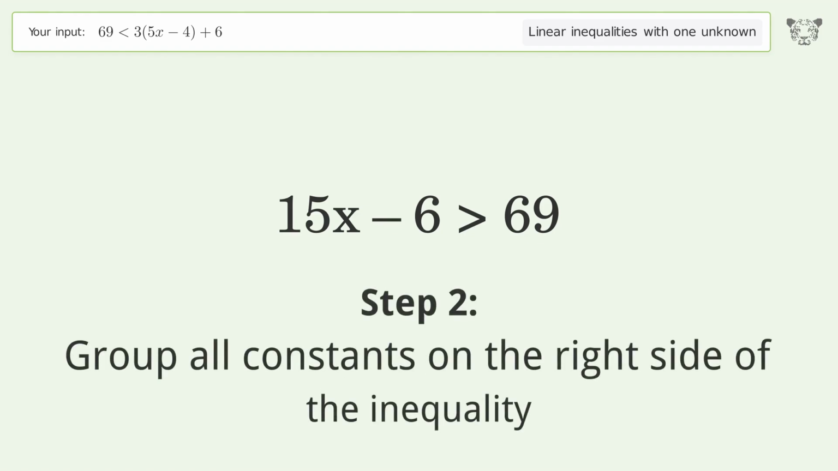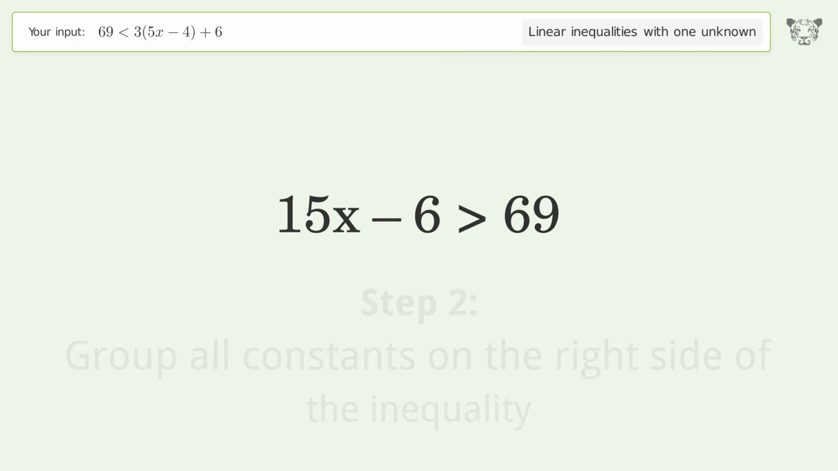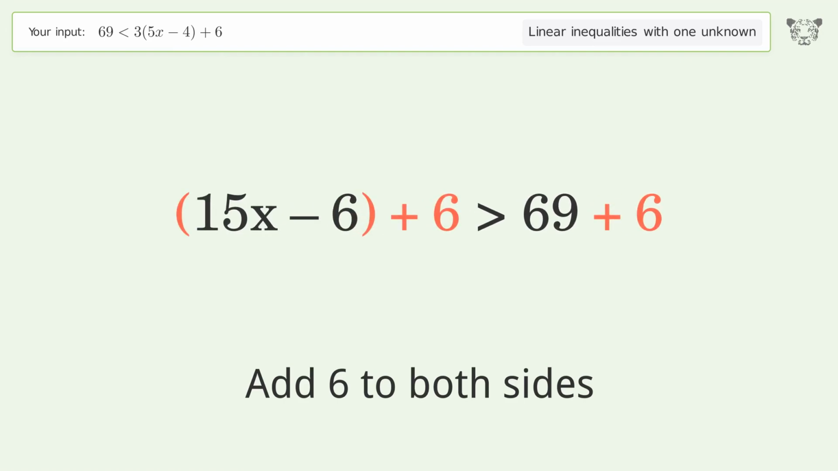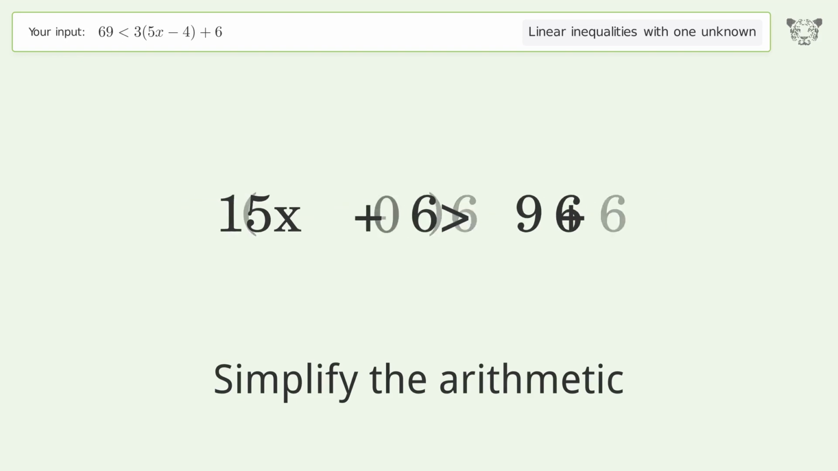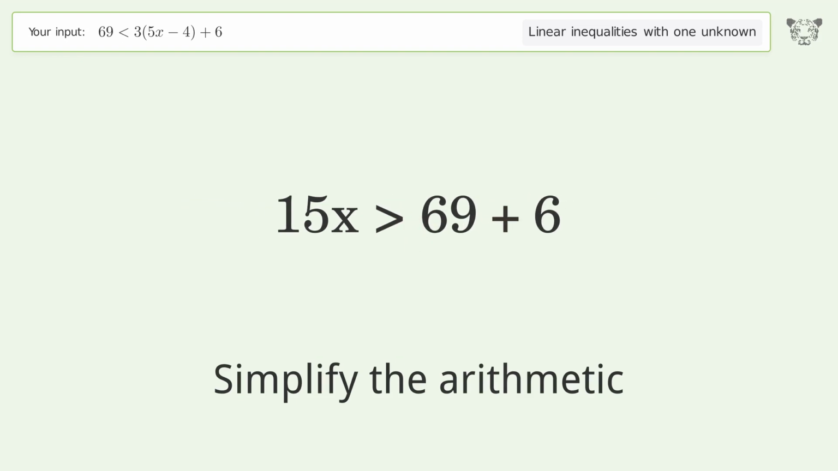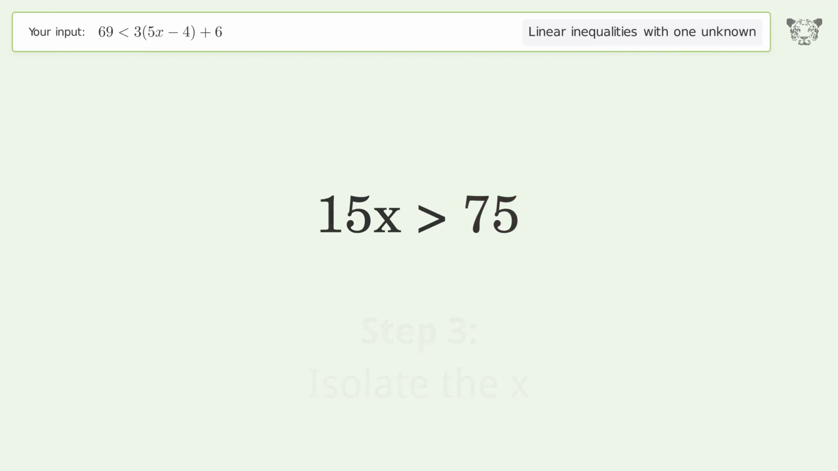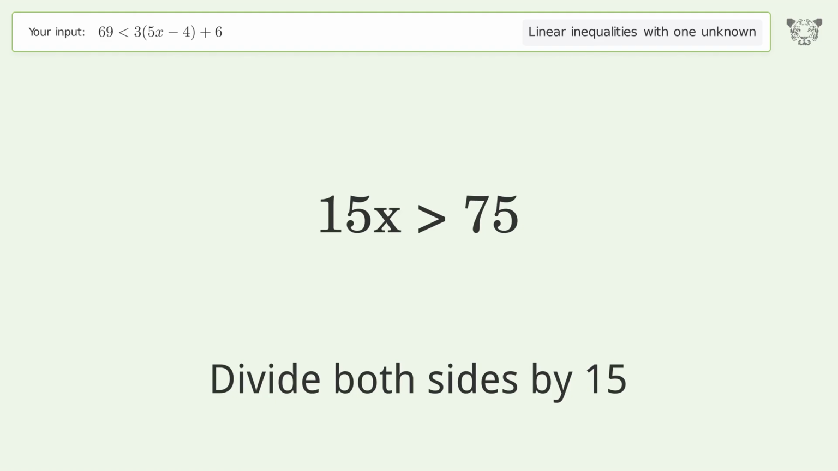Group all constants on the right side of the inequality. Add 6 to both sides. Simplify the arithmetic. Isolate the x. Divide both sides by 15.